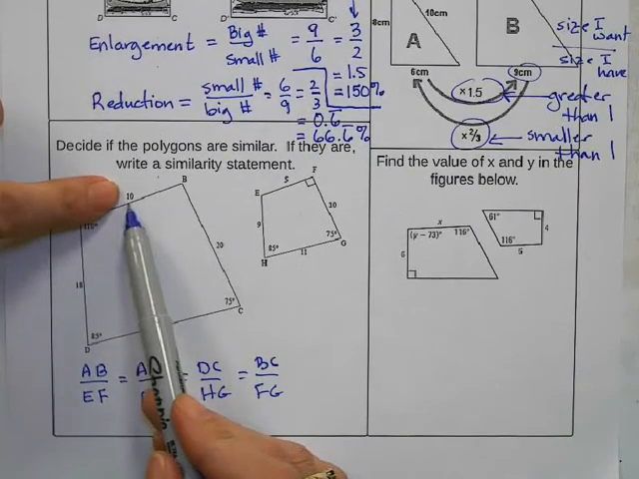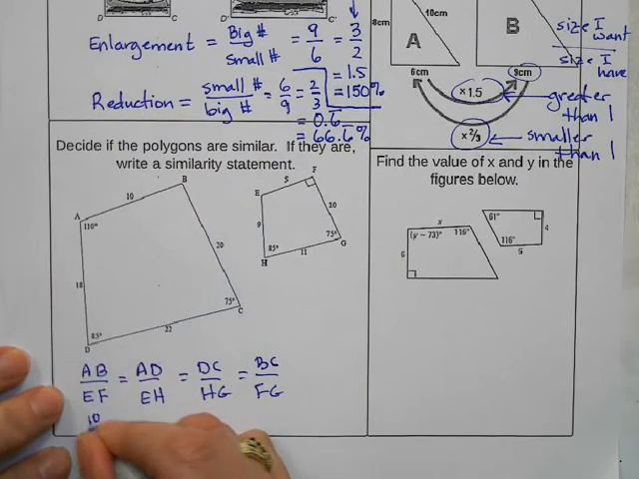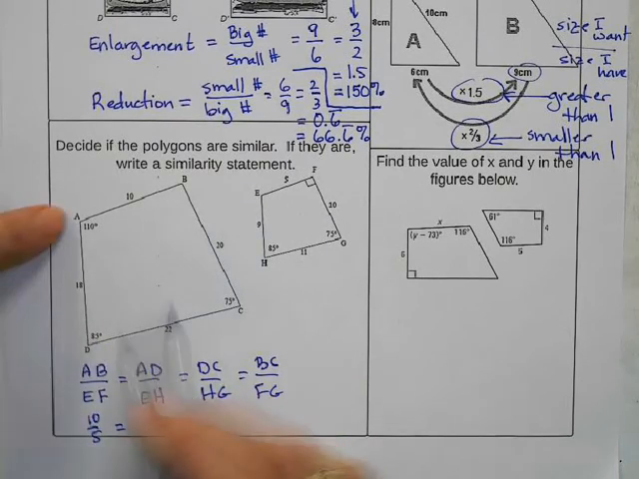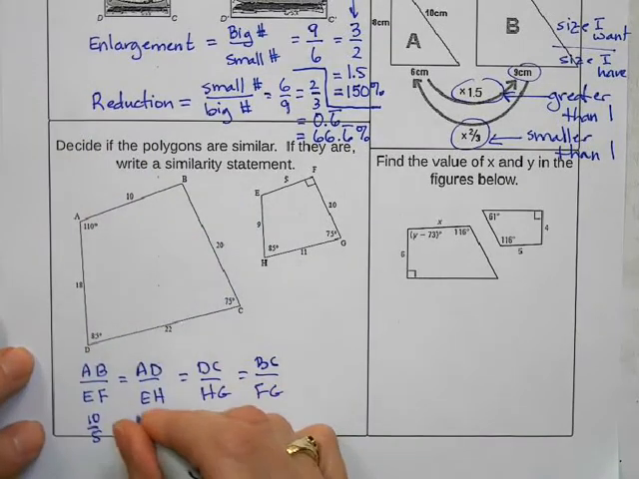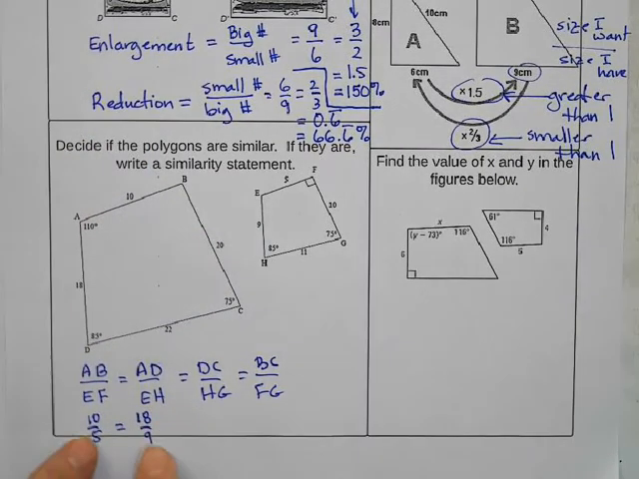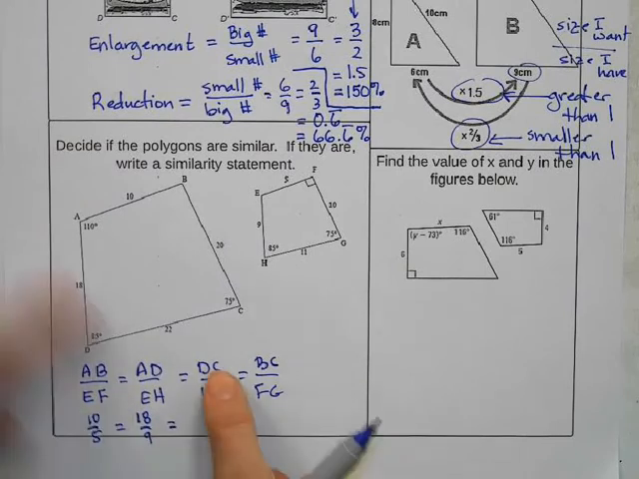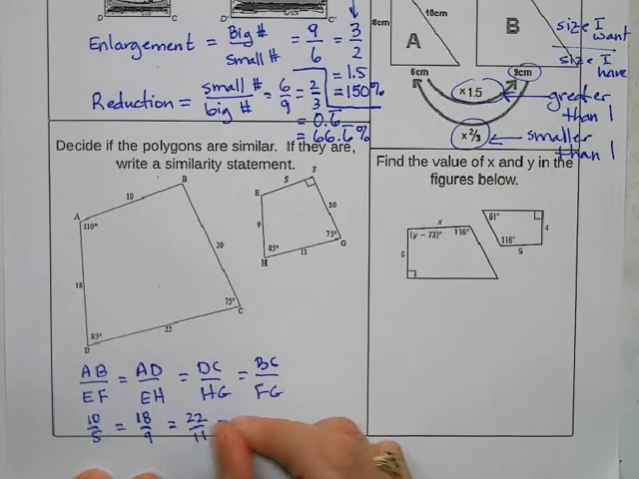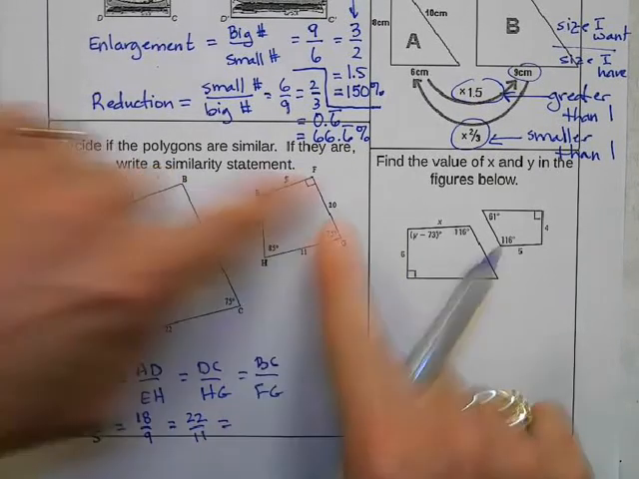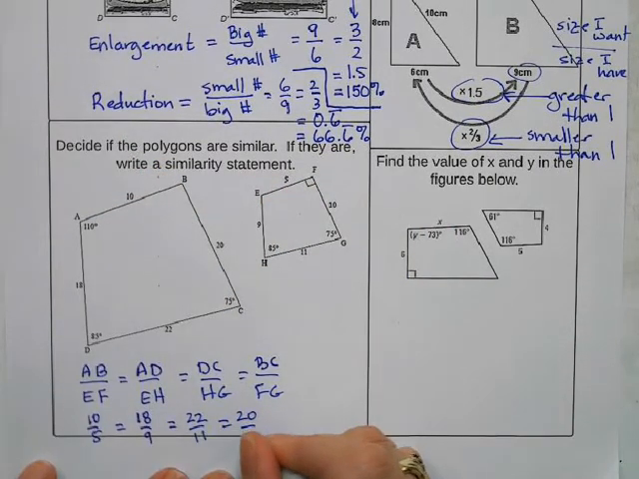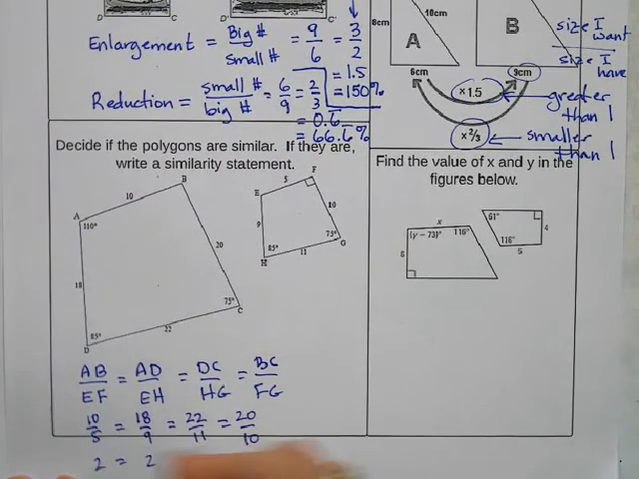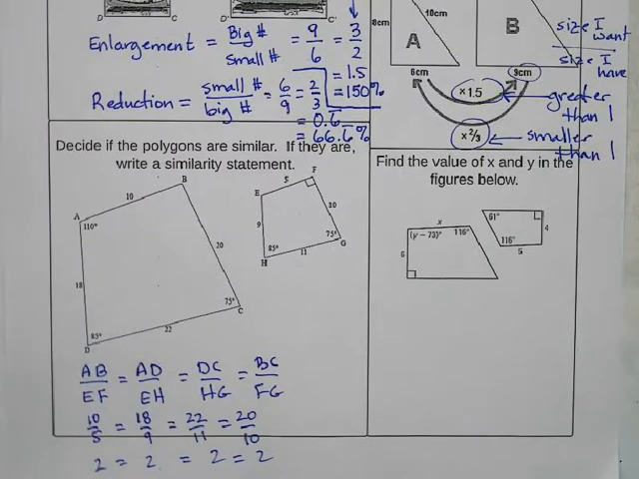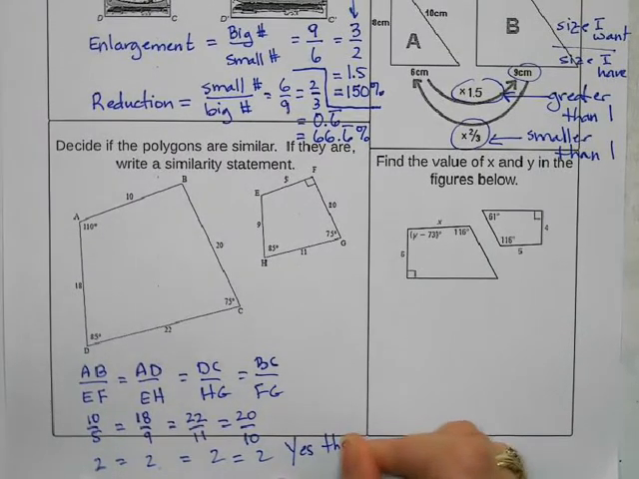So let's check them. Let's see, the first one's 10 over 5. Does that equal 18 over 9? So far, so good. They're both 2. What about 22 over 11? Yay, I'm still equal to 2. What about 20 over 10? Woohoo! They're all equal to 2, and I know that they are similar. So yes, they are similar.